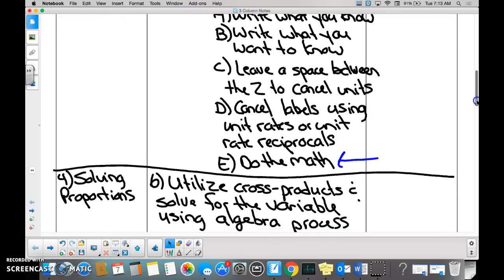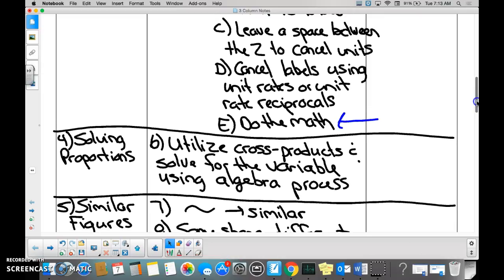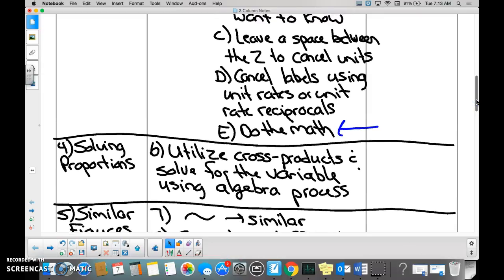Number 4, solving proportions. To solve proportions, you must use cross products and then solve for the variable using the algebraic process. If you know how to do cross products, like in number 1 or in lesson 5.1, you should be good. Just solve for the variable.